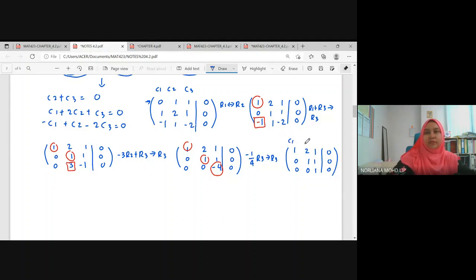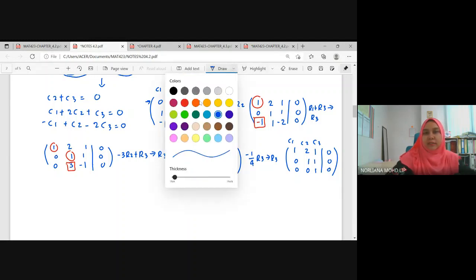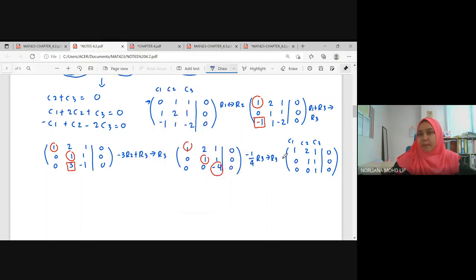Okay, C1, C2, C3. So you all boleh carilah nilai C1, C2 and C3 kat sini. Okay, so we look at the last row. So last row kat sini, coefficient 1 is for C3. So C3 is equal to 0.